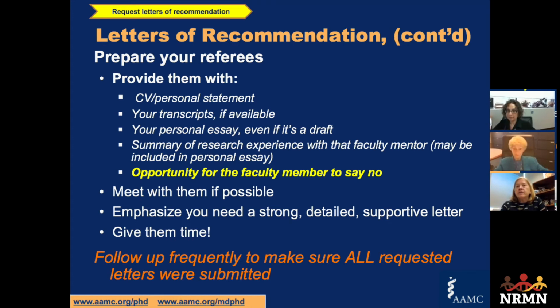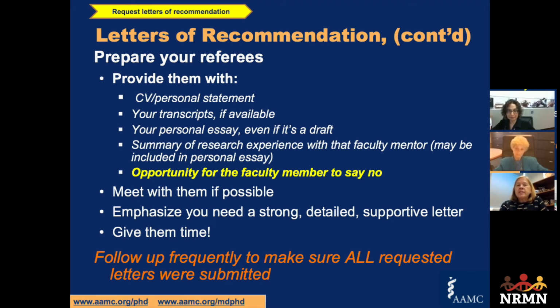And this is important. If someone does not seem excited about writing you a letter, you do not want that person writing you a letter. So let that person decline your opportunity to write you a letter and find someone else. If possible, if you're in the same city, meet with your letter of recommendation writers and talk to them about the schools that you're applying to and why each one would be a good fit for you. And just emphasize to them as often as you can that you need a strong, detailed, supportive letter.